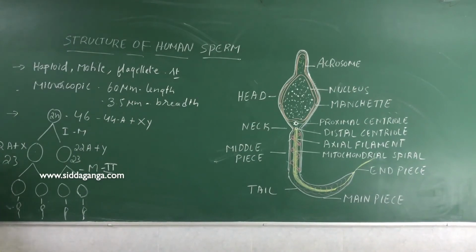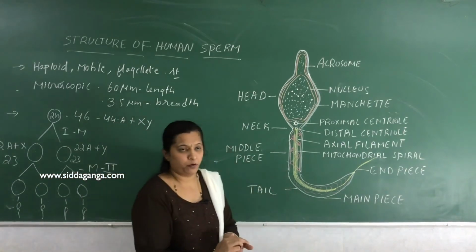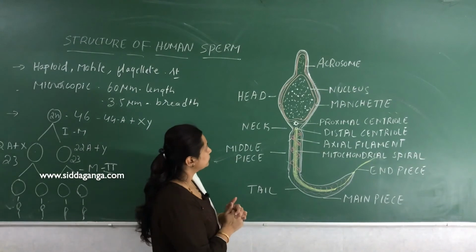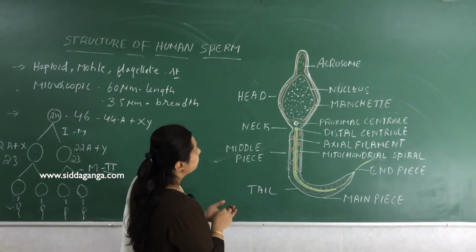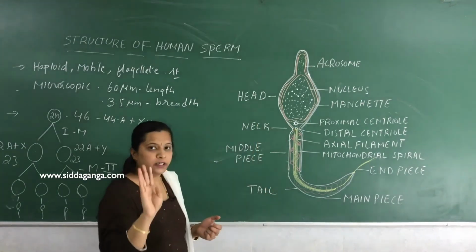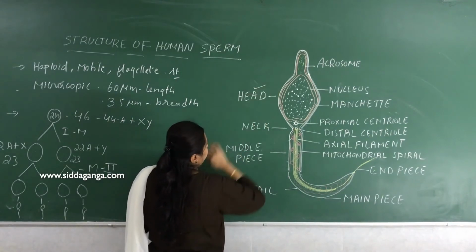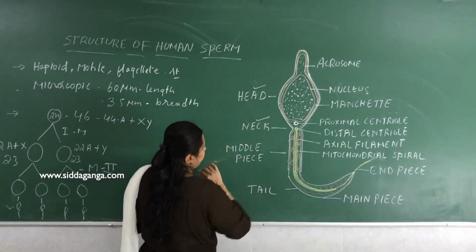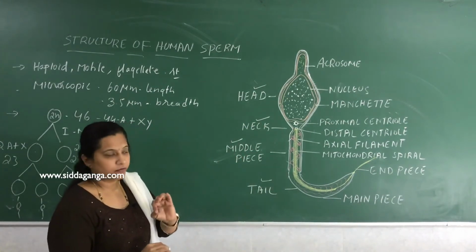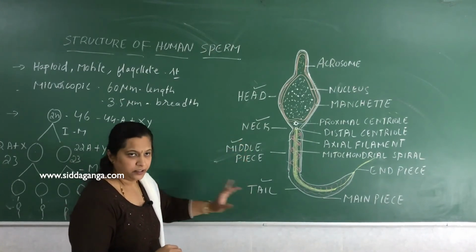Now let us come to the structure of the typical human sperm. This human sperm diagram is very important. You need to learn the diagram. A typical human sperm has 4 distinct portions: head, neck, middle piece and the tail. So what are the 4 distinct regions of the sperm? Head, neck, middle piece and the tail.